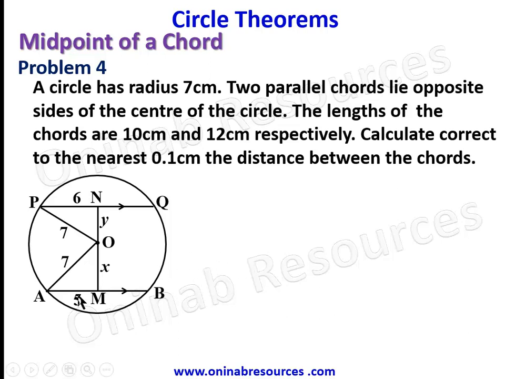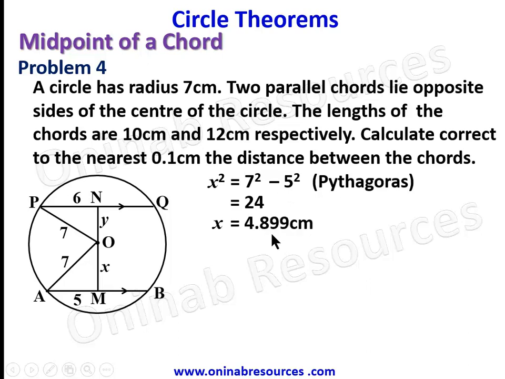We start with triangle AMO, and to get X using Pythagoras theorem, we have X squared equal to 7 squared minus 5 squared. That's Pythagoras theorem. This will give us 24, and X is the square root of 24 from our calculator. This is not a perfect square. That will give us 4.899 centimeters. So we've gotten the value of X. We also go ahead to calculate the value of Y.